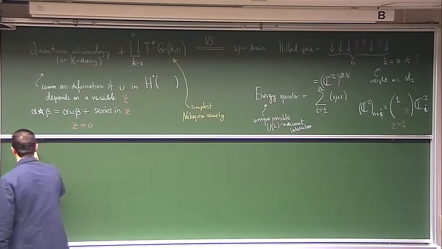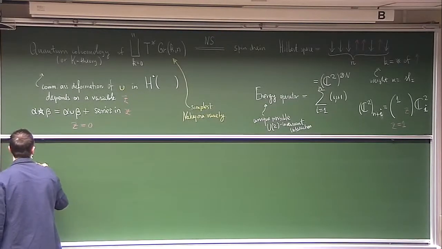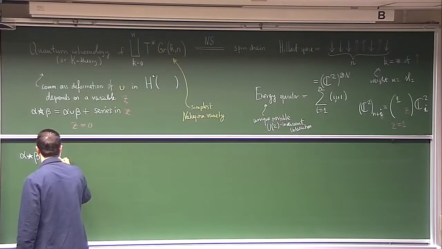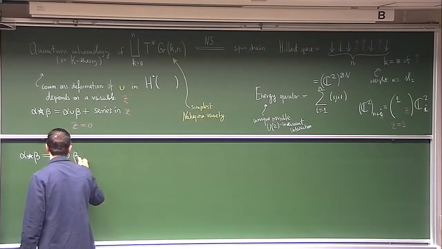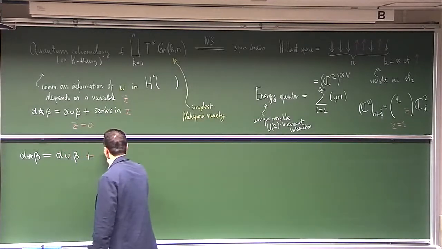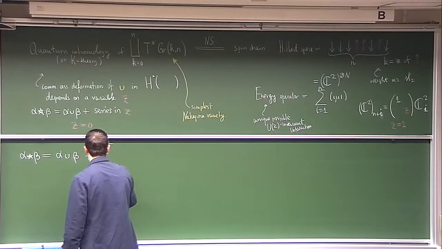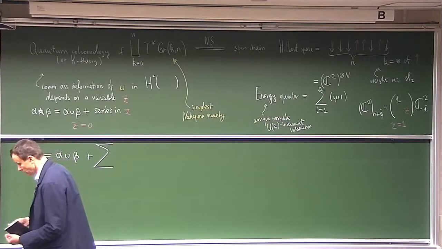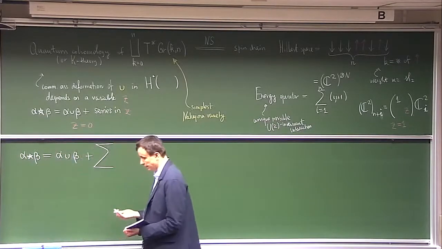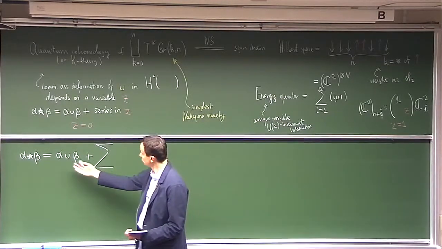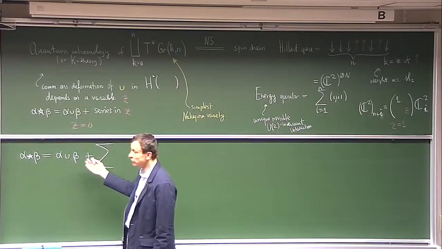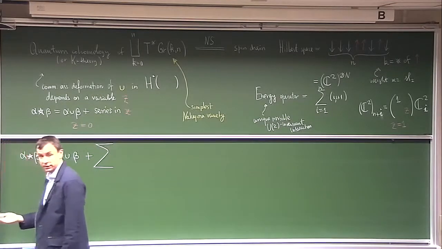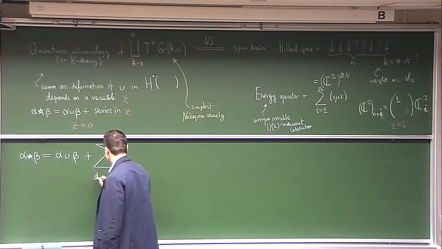So I'll just copy what I wrote here. So you take the tensor, the quantum product alpha beta, that will start with the ordinary cup product plus a summation. In general, you sum over all... Well, I already took out the contribution of degree zero curves. So you sum over non-zero degrees in this form.